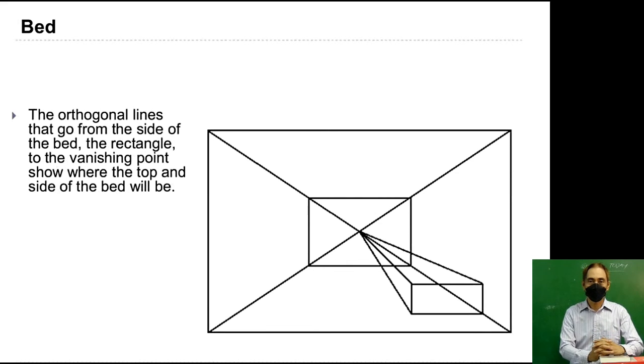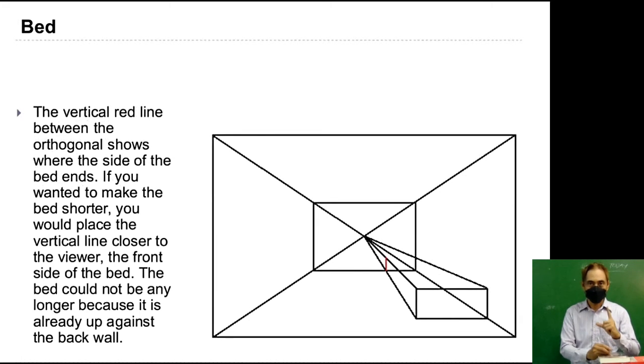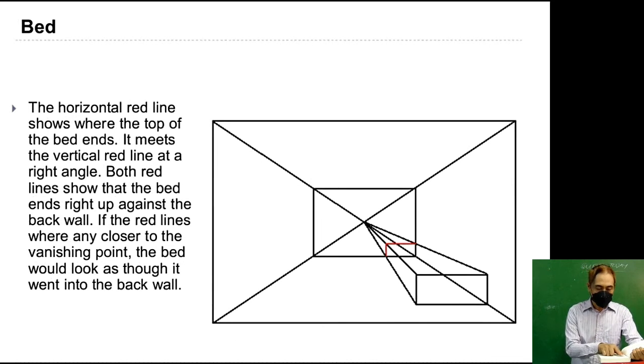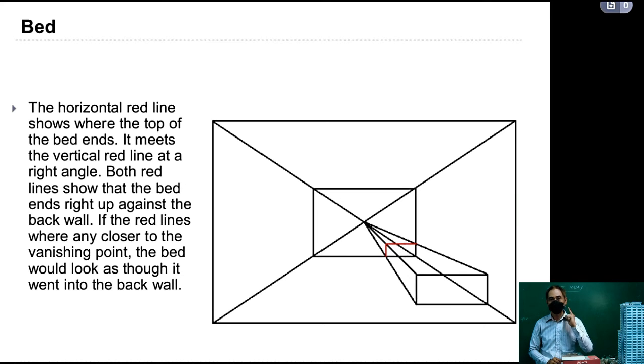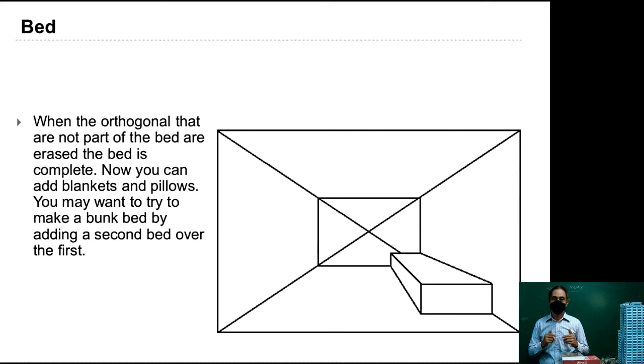The orthogonal lines that go from the side of the bed, the rectangle, to the vanishing point, show where the top of the side of the bed will be. The vertical red line between the orthogonals shows where the side of the bed ends. Here. The horizontal red line here shows where the top of the bed ends. It meets the vertical red line at a right angle. When orthogonal lines are erased, now you can add blankets and pillows.